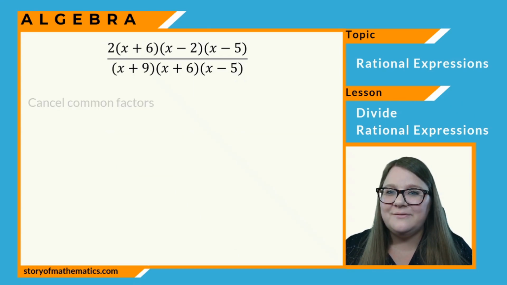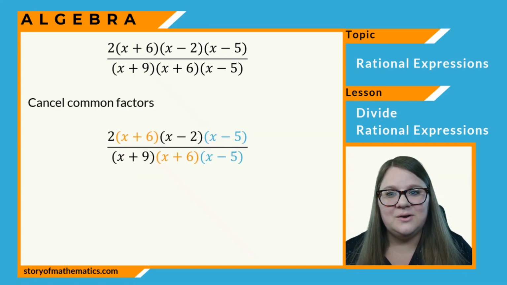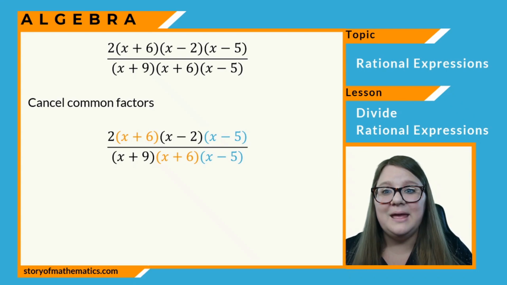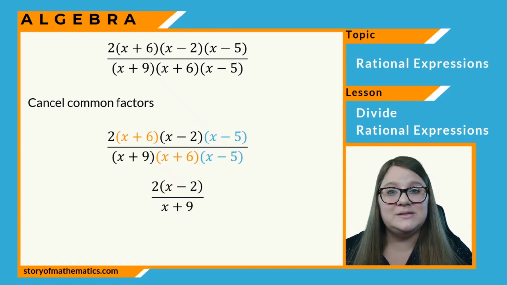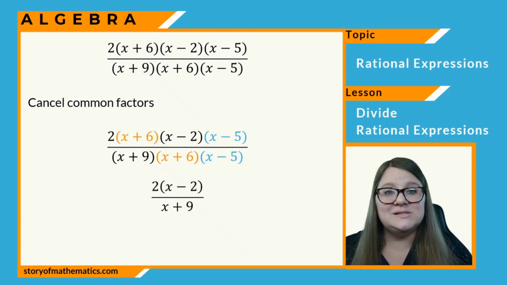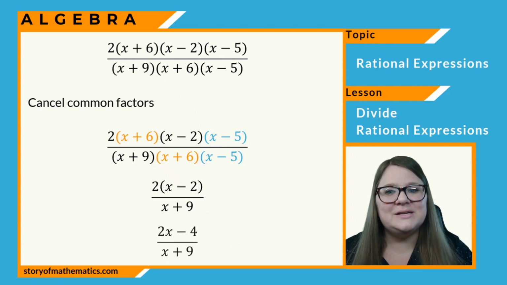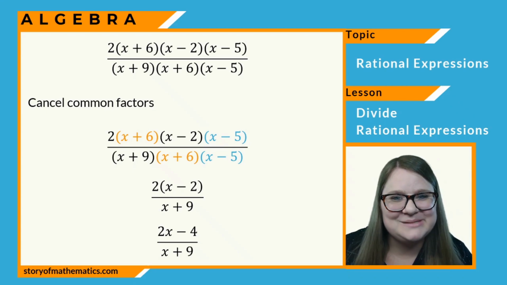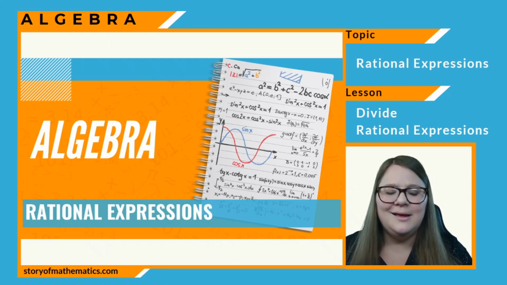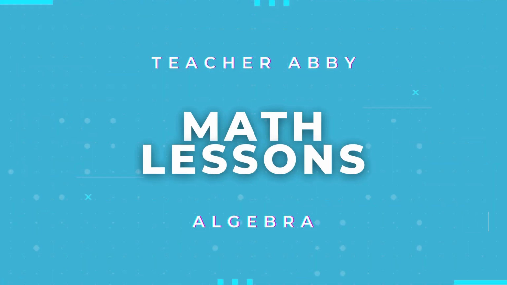I can now identify my common factors. So I have x plus 6 on top and bottom and x minus 5 on top and bottom. So I'm going to cancel those out, and that gives me 2 times x minus 2 over x plus 9. And you can also simplify this just a little bit more by distributing the 2. That'll give you 2x minus 4 over x plus 9 as your final answer. And that is how you divide rational expressions.